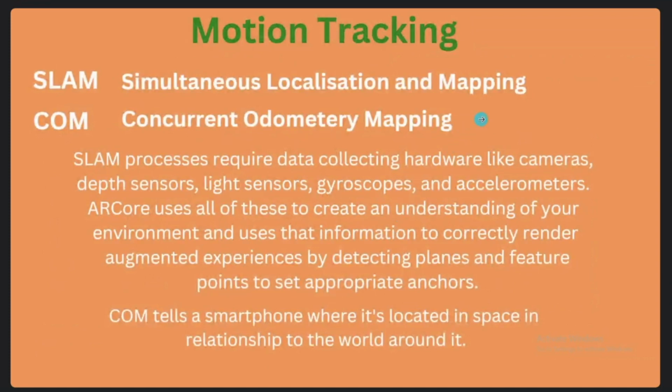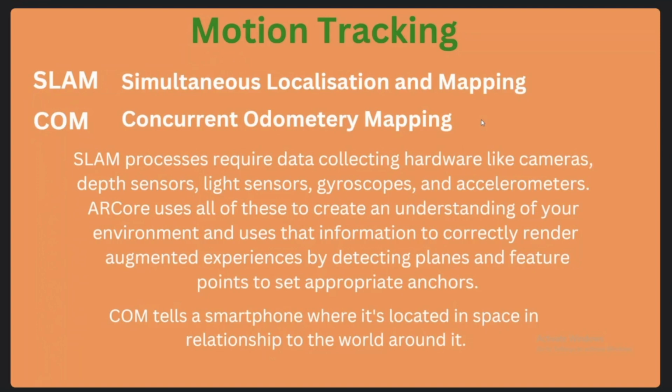Motion tracking. What happens when we open the augmented reality experience inside our smartphone? When we start to move the smartphone, it starts gathering information about the surroundings. So ARCore actually uses this technology, SLAM and COM. SLAM stands for simultaneous localization and mapping, and COM for concurrent odometry and mapping.